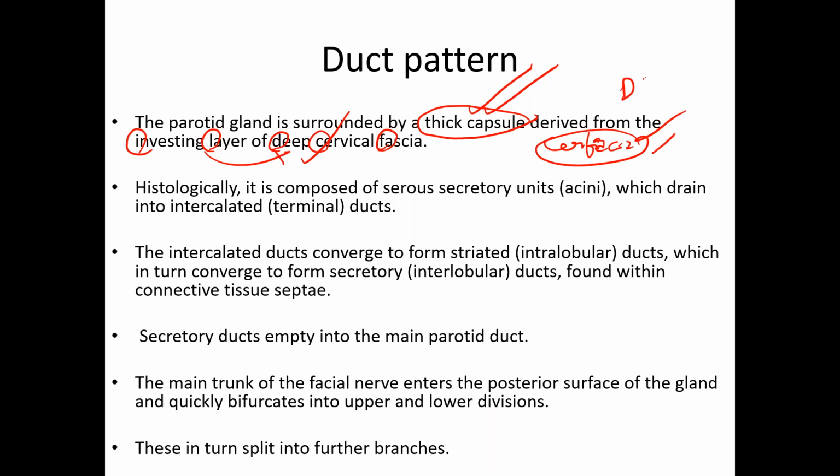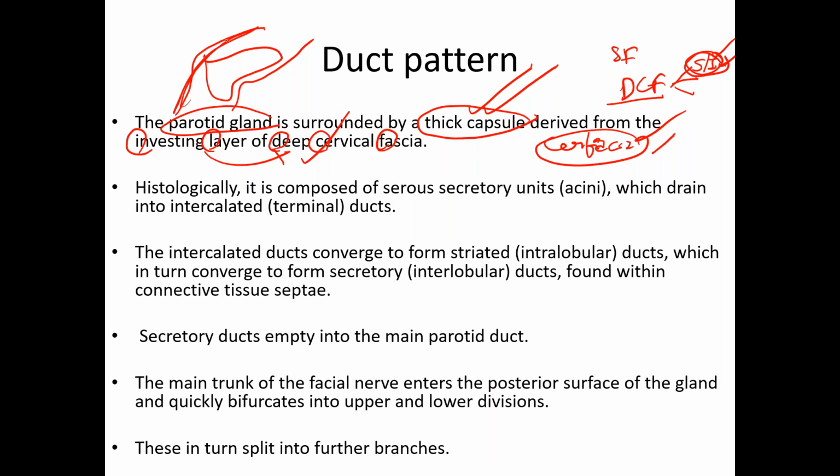So, the deep cervical fascia has a superficial or investing layer. The first layer is called the superficial or investing layer. It invests all the glands that are present, including the parotid gland. The parotid gland is there like this in a cross section. This is the superficial part, and this is the deep part of the cervical fascia. It is very thick superficially and very thin deeply. Therefore, if any swelling is there, it goes medially. Swelling of the parotid gland mostly goes medially.